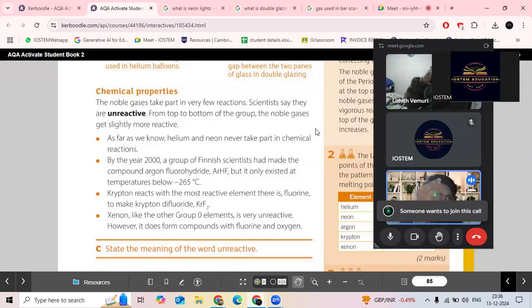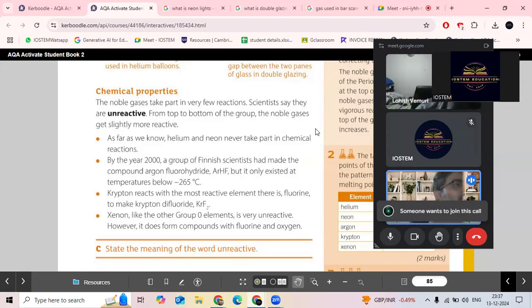But if you come a little down, the next one is helium, neon, argon, right? Argon also you will not find in reactions. Krypton is somehow a little bit more reactive than these three. So you can say krypton reacts with the most reactive elements, meaning fluorine.